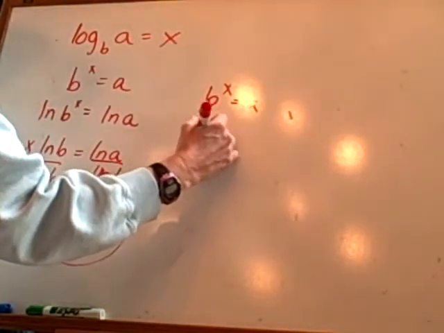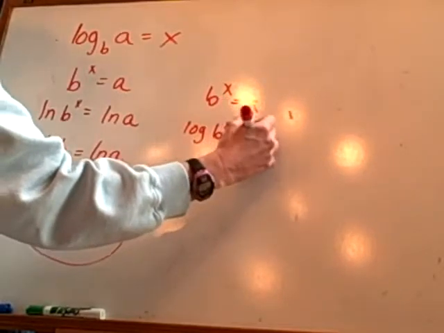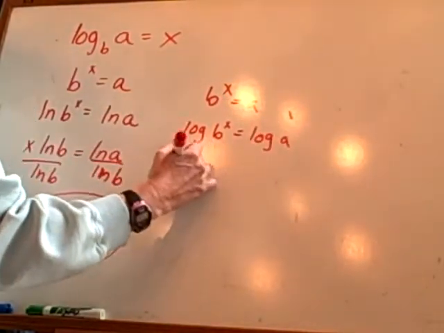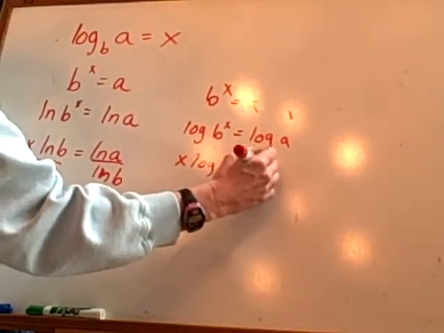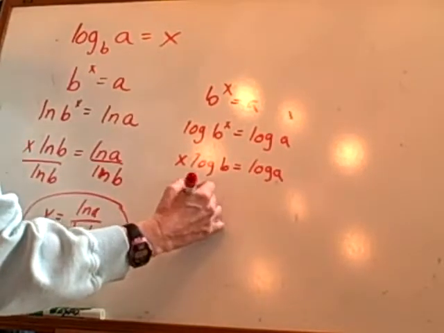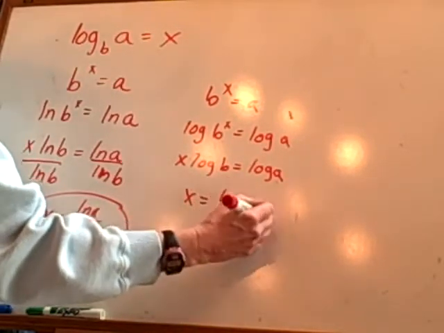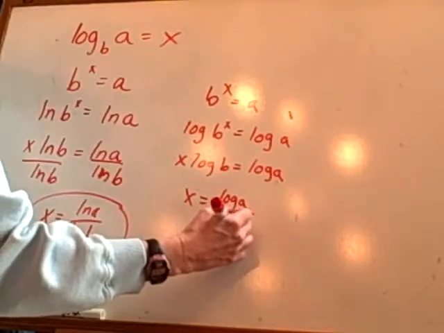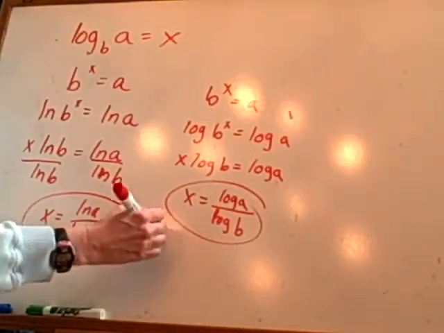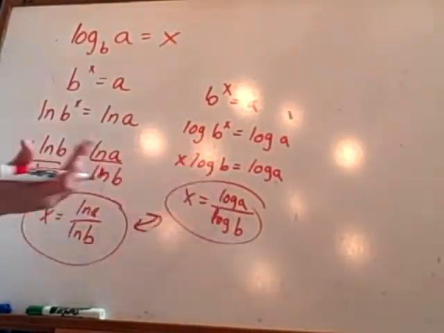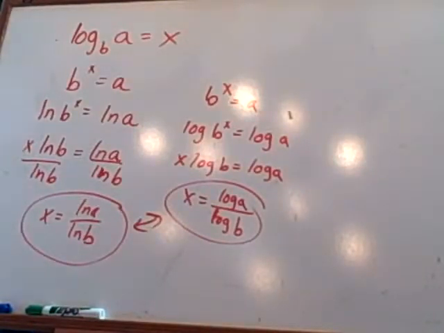I could have done log of b to the x equals log of a. x log b equals log a. Solving for x, I get log of a over log of b. Essentially, the only difference in these two is that this is a natural log, this is a log 10. It doesn't matter which one, if you want to take log both sides, natural log both sides. People tend to do natural log both sides just because you have fewer things to write. But it does the same thing.